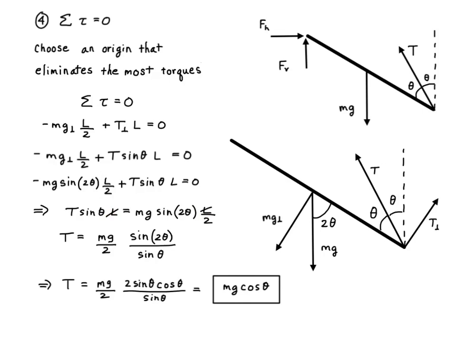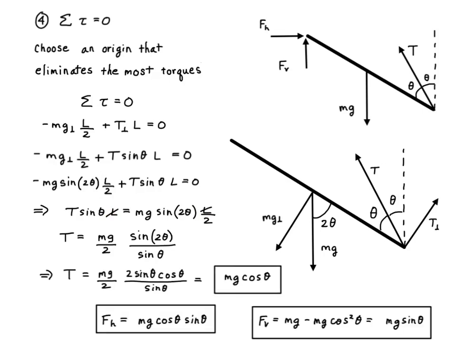To get the final answers for Fh and Fv, we want to take this value for T and plug it in to our previous expressions for them. And if we do this, we get the following for Fh and Fv.